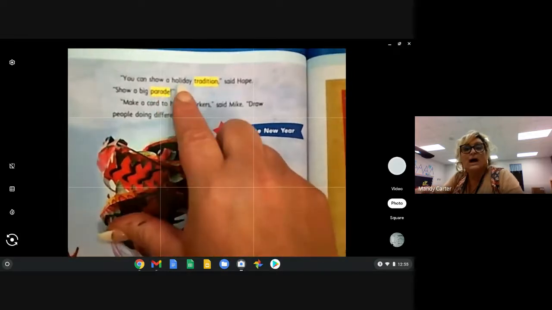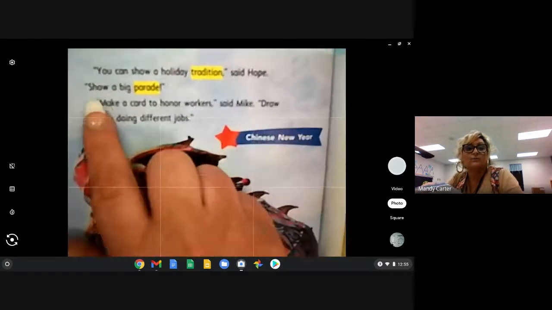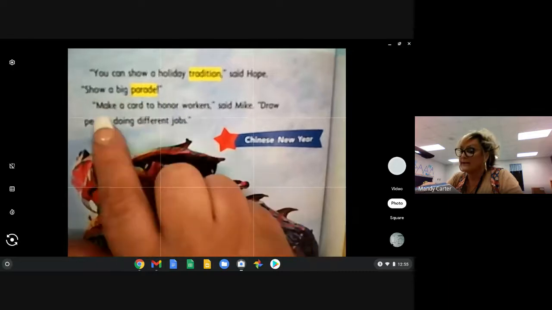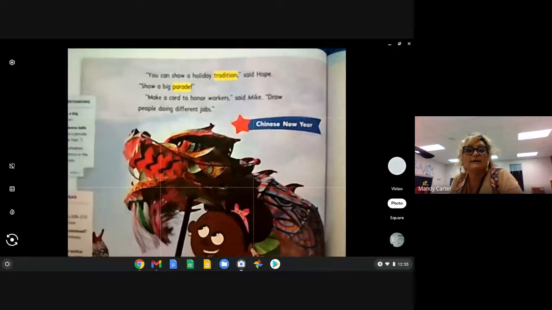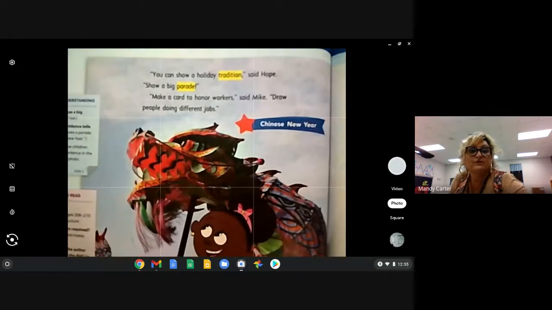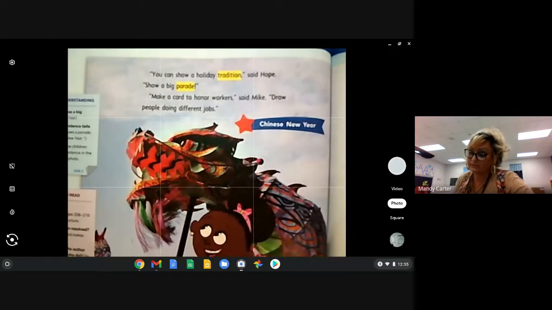You can show a holiday tradition, said Hope. Show a big parade. Make a card to honor workers, said Mike. Draw people doing different jobs. Like this shows Chinese New Year.